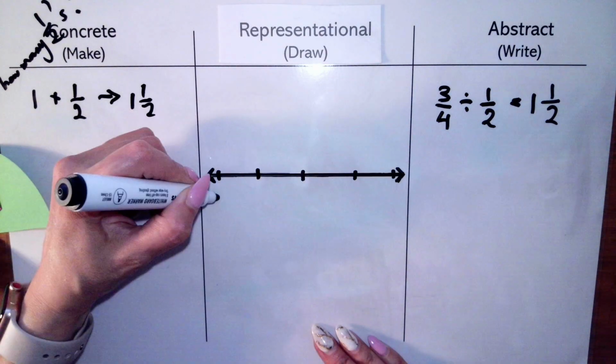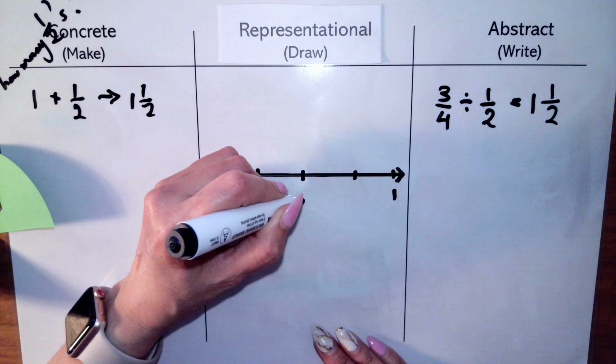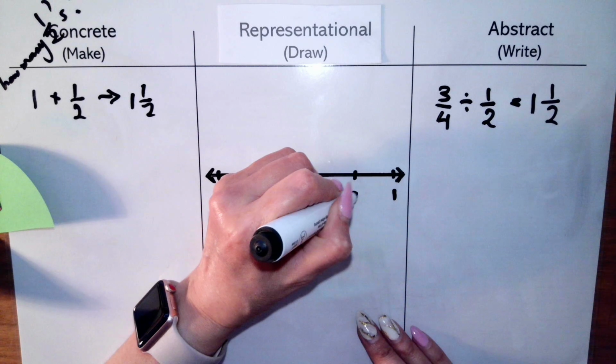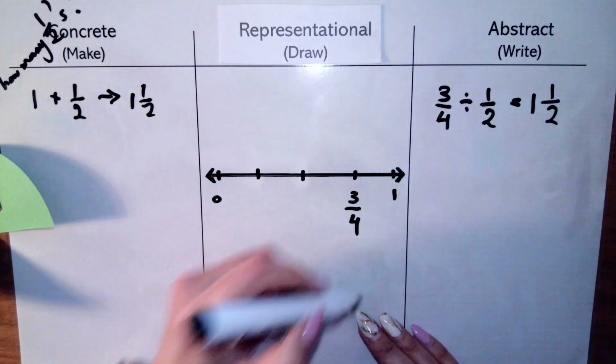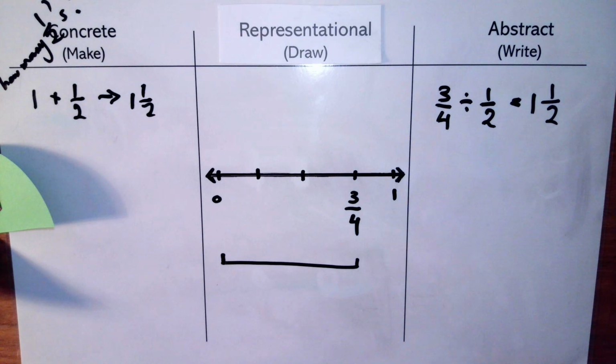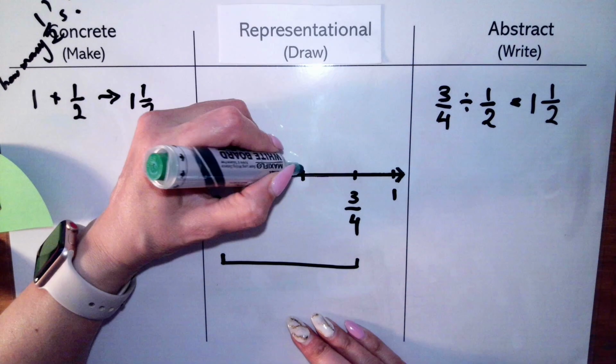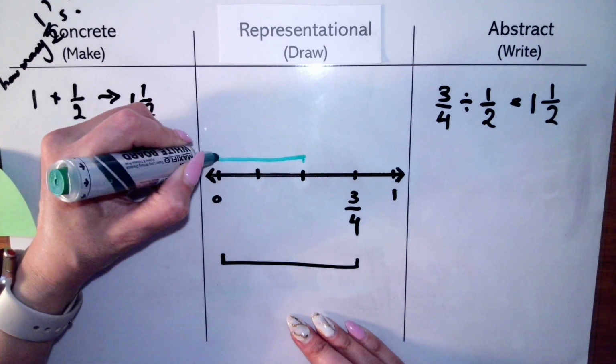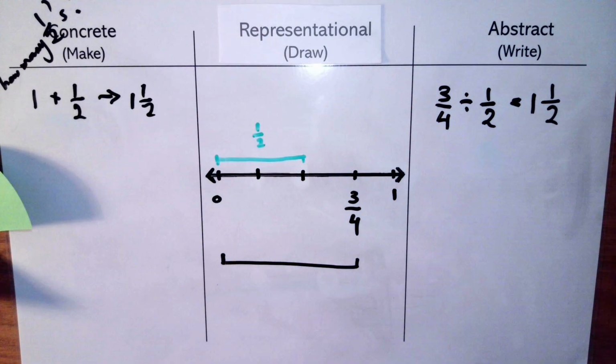So here's my 0, here's my 1, and my 3/4 is going to be here. Okay, so this is the size I am dealing with, and I want to know how many 1/2s fit into that. So this is my 1/2. Okay, so that's my unit.